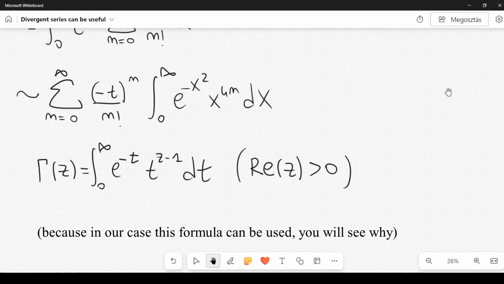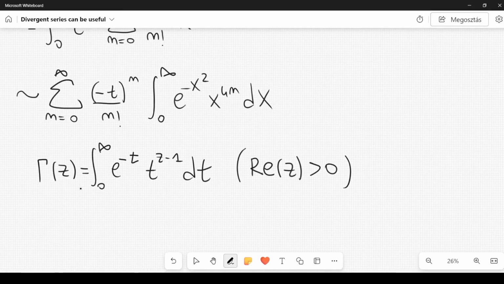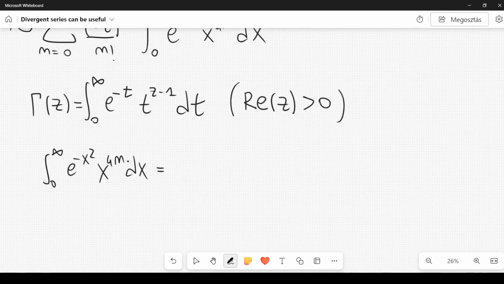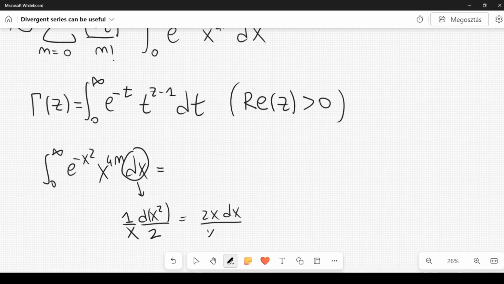But this is not really interesting here. Now, the integral that you see here can be written in terms of the gamma function. In particular, let's rewrite the integral from 0 to infinity of e to the minus x squared, x to the power 4n dx, in the following fashion. I will rewrite this dx as d of x squared divided by 2 times 1 over x. The differential of x squared is just 2x dx, so when we divide by x times 2, this is equal to dx. So this is just a mathematical trick.